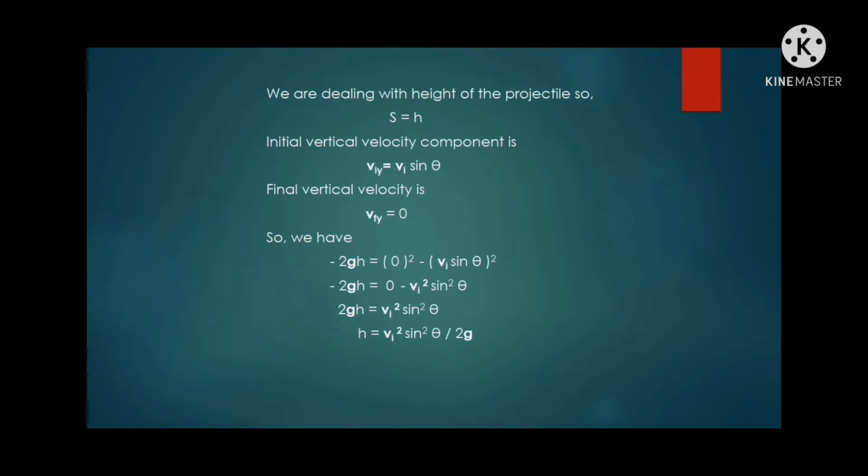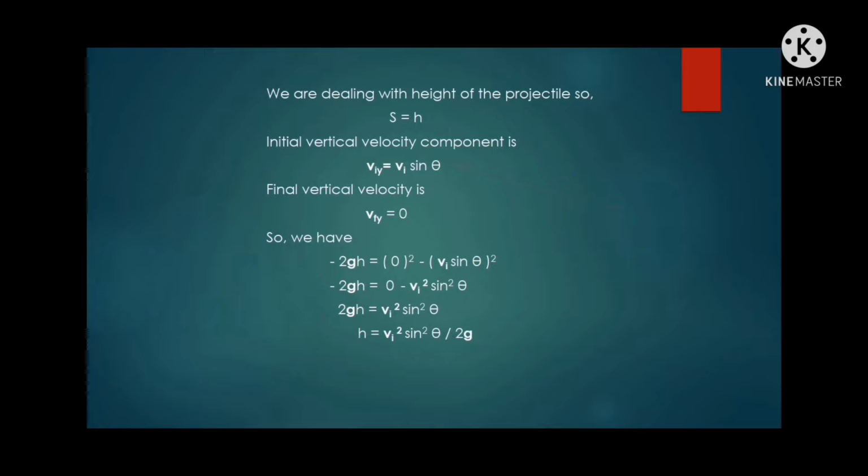The second change that we shall make to this equation is, as we are dealing with height of the projectile, we shall replace S by H. Here S shows the distance and H shows the height. And the third change that we shall make to this equation is, initial velocity component Viy is equal to Vi sin theta. Actually, in place of Viy, we shall write Vi sin theta.